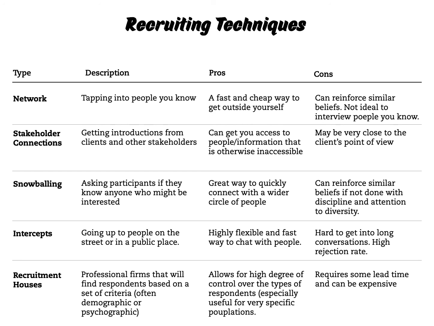But again, you can see the pros and cons. You don't get as diverse a range. Intercepts are great. It's highly flexible, right? But a lot of people say no because they're not planning on it. And then in professional settings, I use what are called recruitment houses. That's where you say, okay, I'd love to talk to people who are 18 to 24 who have overdrafted a bank account in the last 6 months. That's an actual demographic we used when I was doing stuff at Capital One.